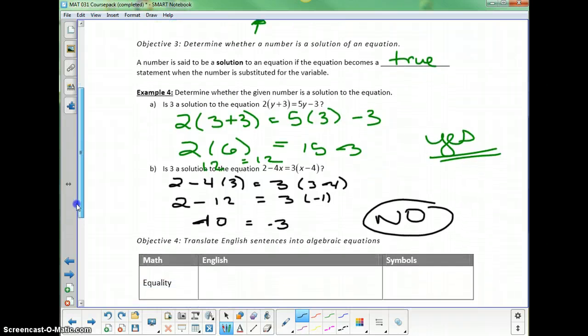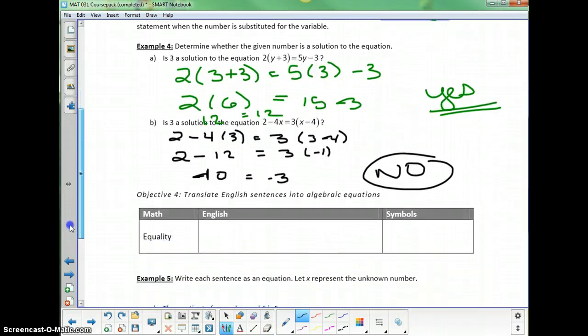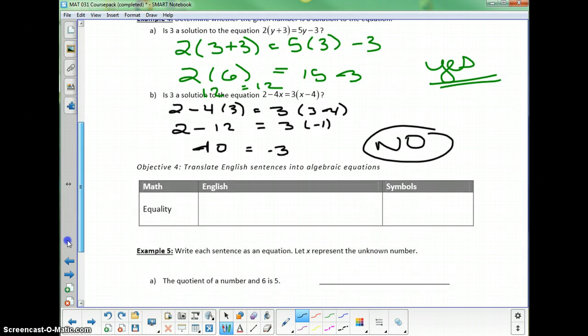Usually we're going to use something like this to check whether or not we've solved an equation correctly. We'll plug it back in to see whether or not it really is a solution.